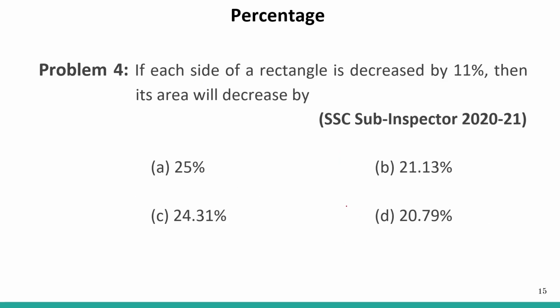Okay, so let's see problem number 4. If each side of a rectangle is decreased by 11%, then its area will be decreased by what percent? Okay, you have a rectangle right here.